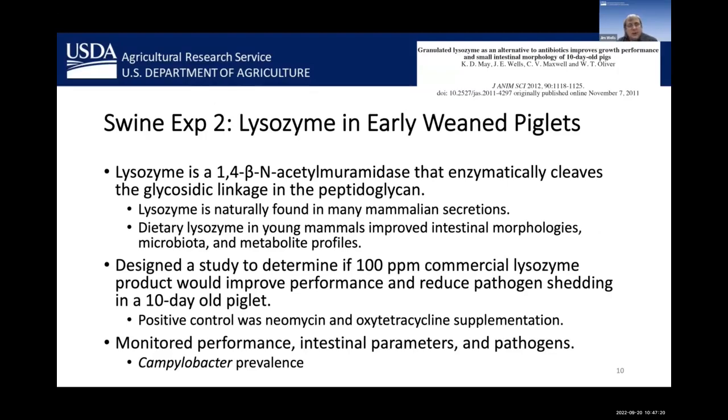With time, we moved to another compound, lysozyme, and this has been published as well. Here is an enzyme that degrades peptidoglycan, naturally found in many of the mammalian secretions. There was some preliminary work where they looked at intestinal morphologies, microbiology, and metabolite profiles. With this, we designed a study to determine if diets with and without, with being 100 ppm of a commercial lysozyme product, would improve the performance and reduce pathogen shedding in early weaned piglets.